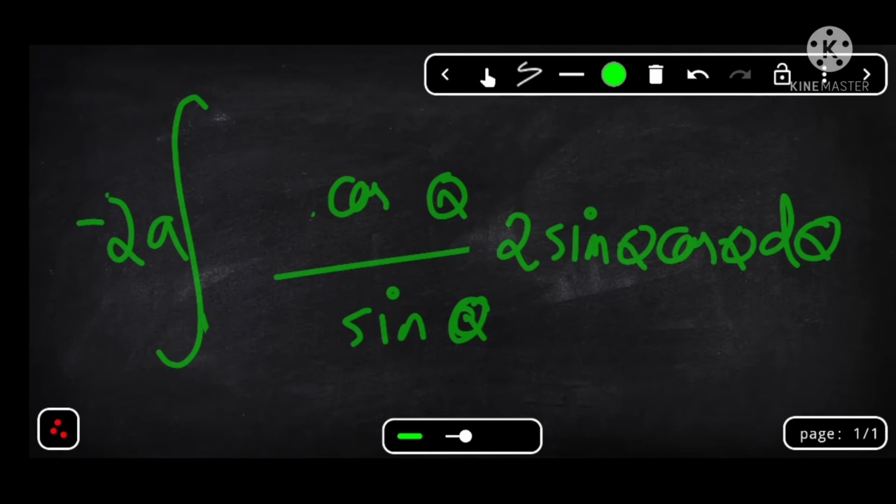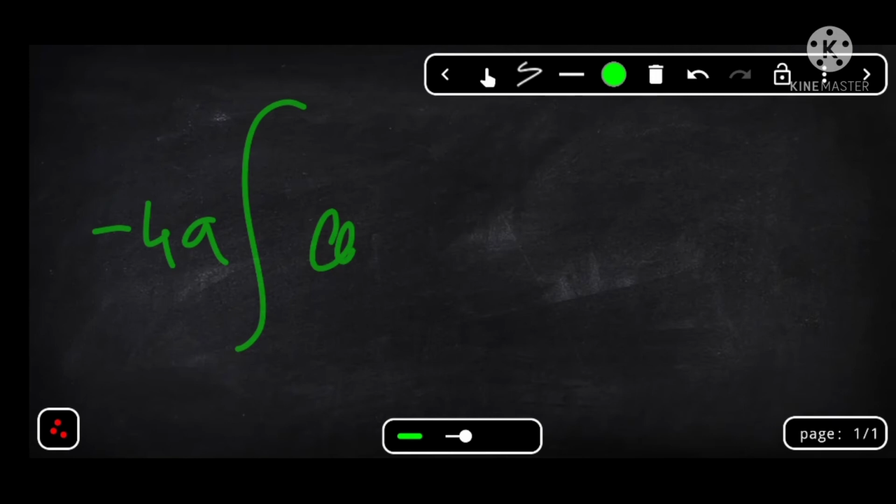So this sign and this sign will get cancelled, and we can take this 2 also outside. Okay, so this will be minus 4a integral, the remaining was cos square theta d theta.